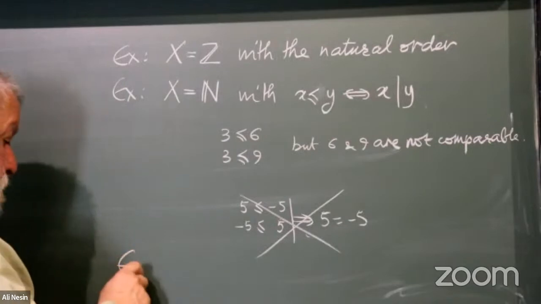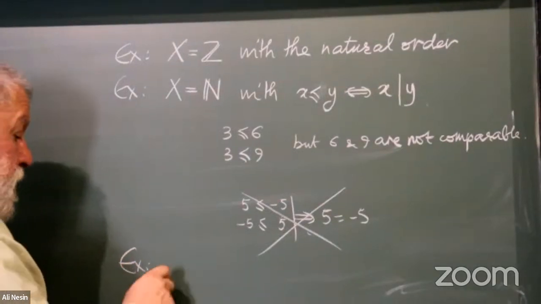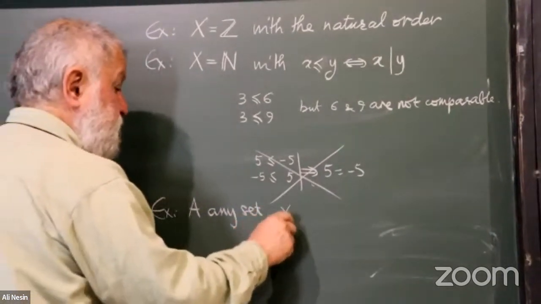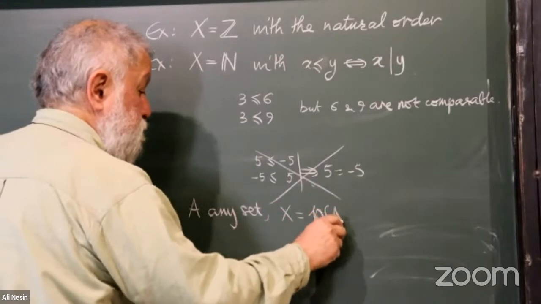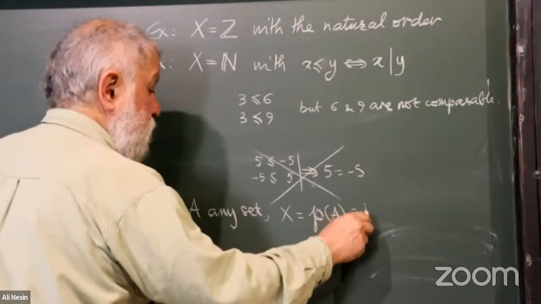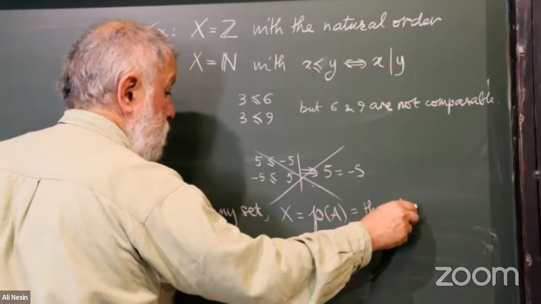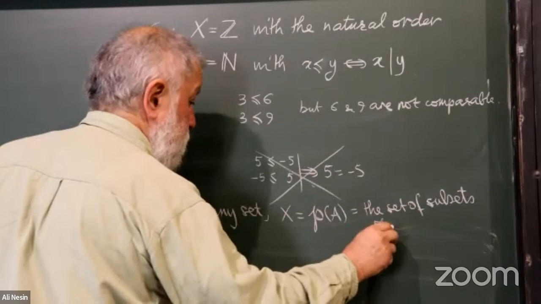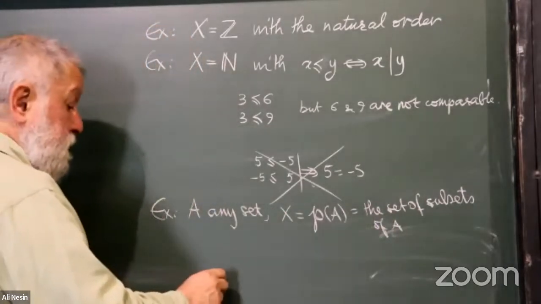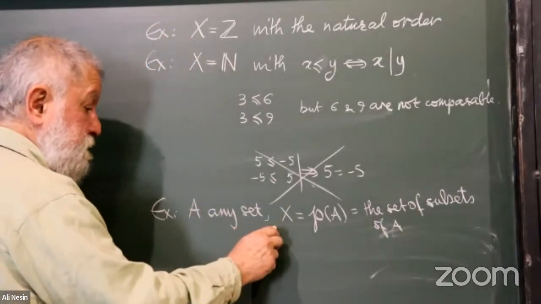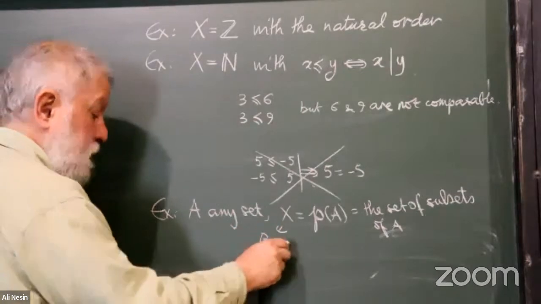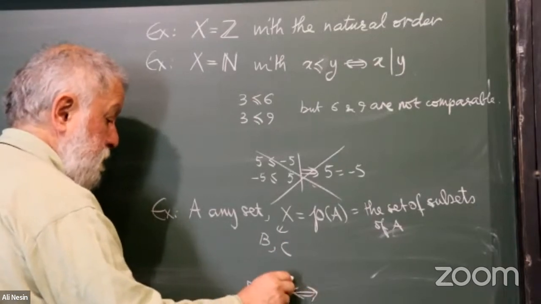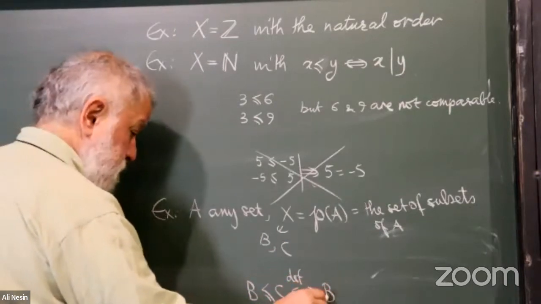What else? Example. Let's take any set A and X the set of subsets of A, the parts of A. And for the ordering, take any two subsets, let's say B and C. B will be less than or equal to C if and only if, this is the definition, B is a subset of C.